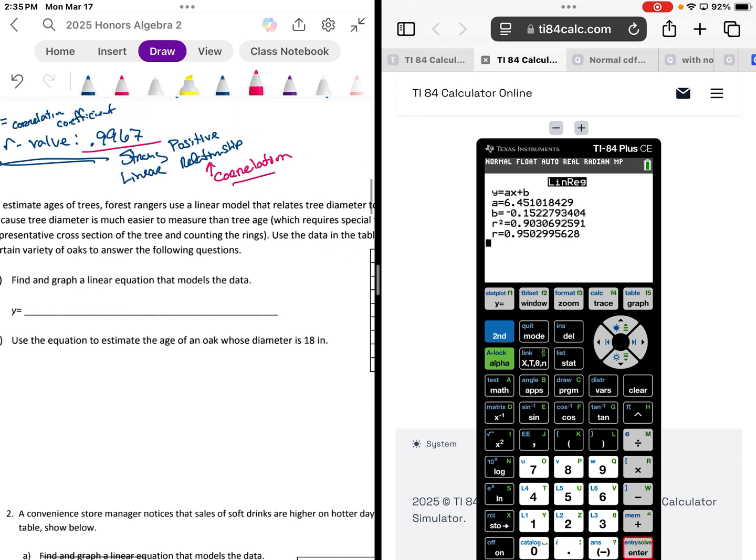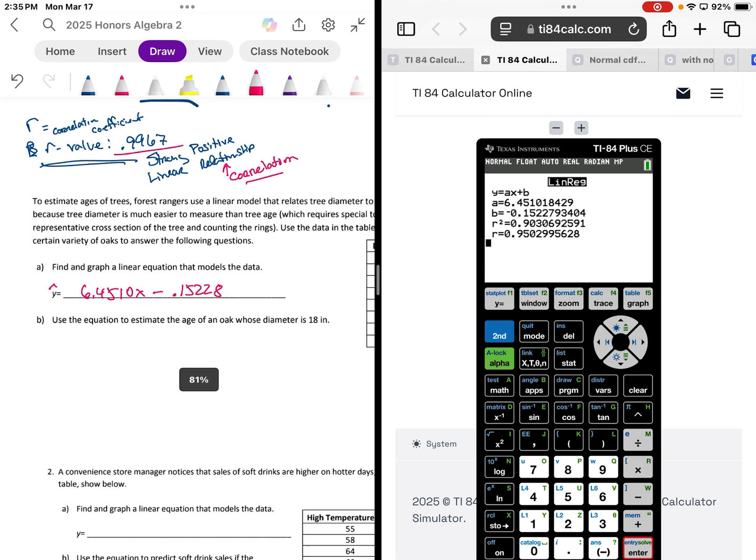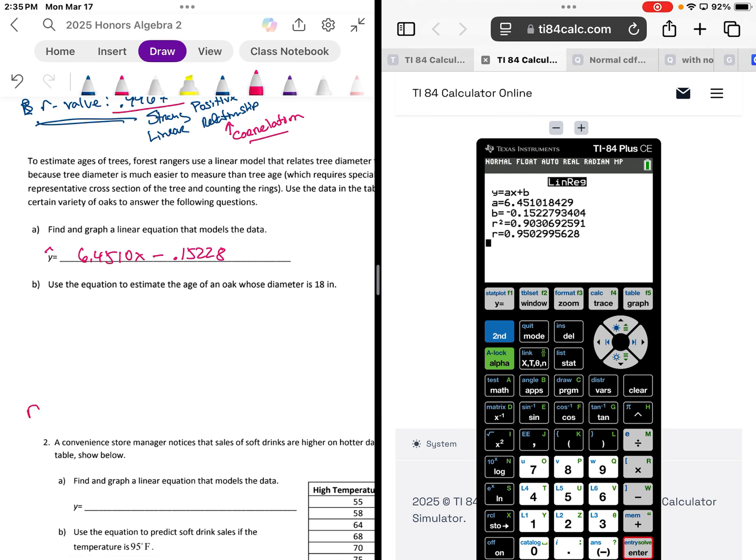All right, so our y hat equation is 6.4510x minus 0.15228. And I'm going to copy down my r value, which is 0.9503. That's still a nice strong correlation.